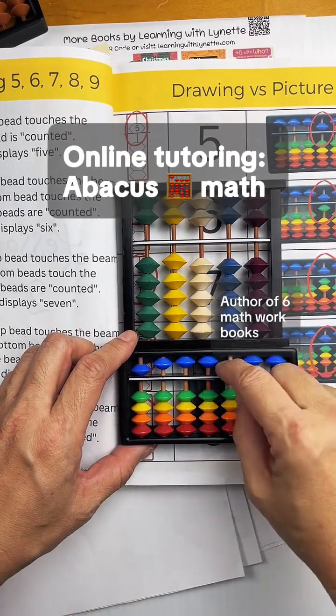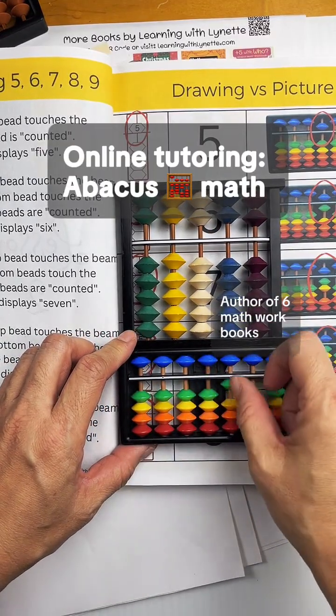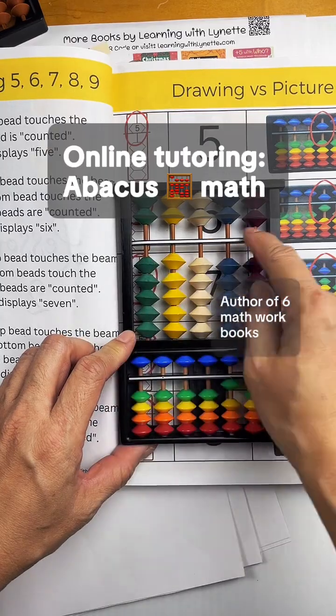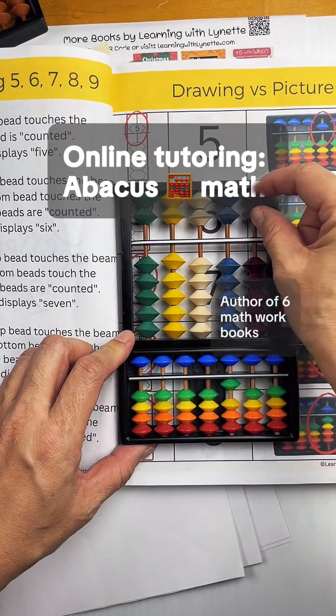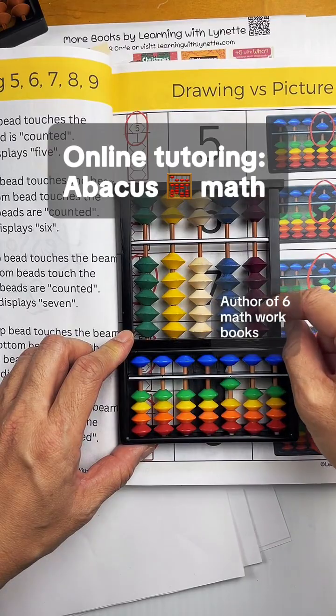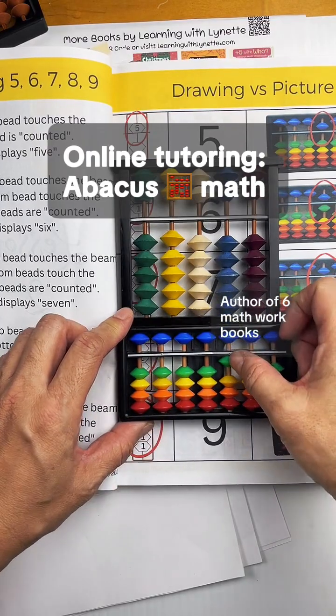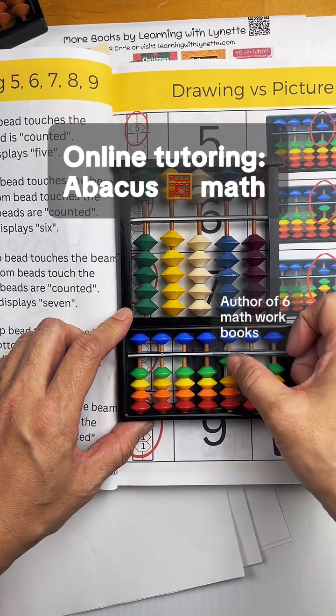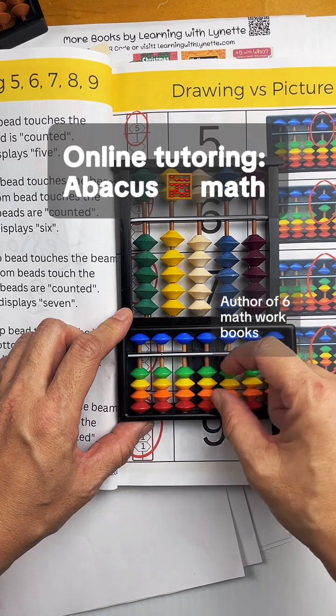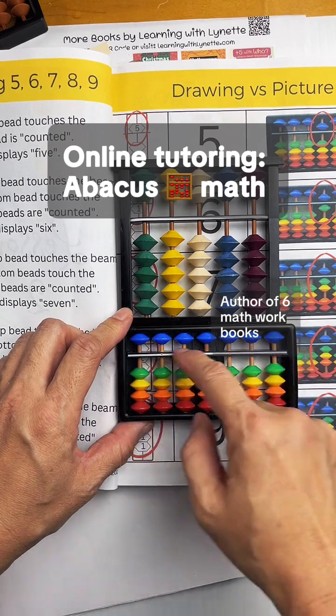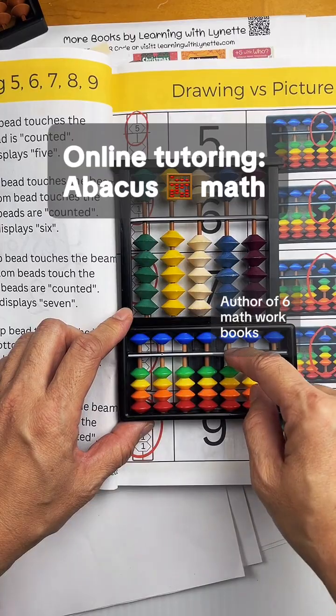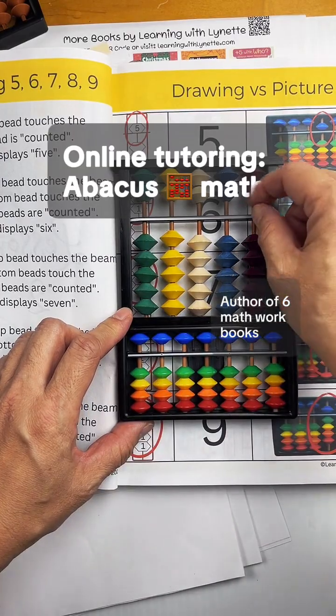So here, let's start with 1. On the Chinese abacus, how do I know it's Chinese? Well, there are 2 beads on top and 5 beads on the bottom, whereas the Japanese abacus is 1 bead on top and 4 beads on the bottom. Most of the world is using the Japanese abacus because it's more efficient.